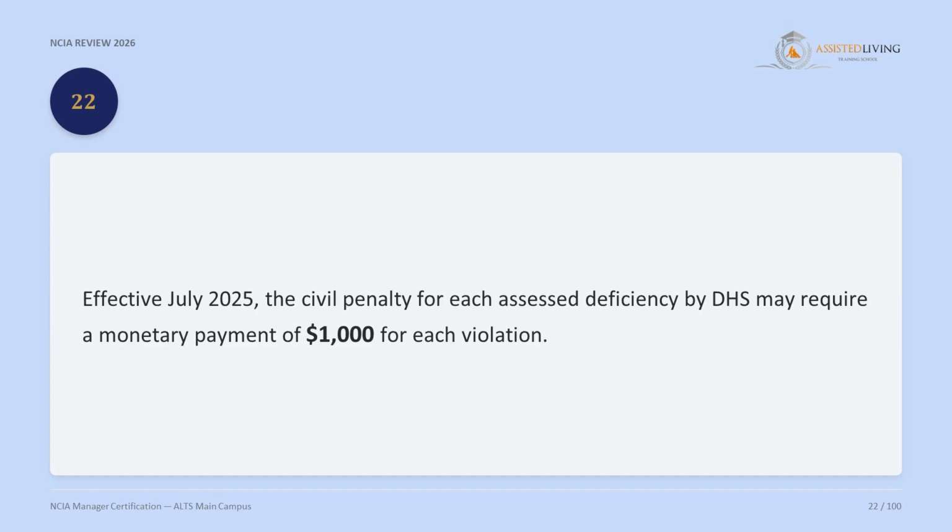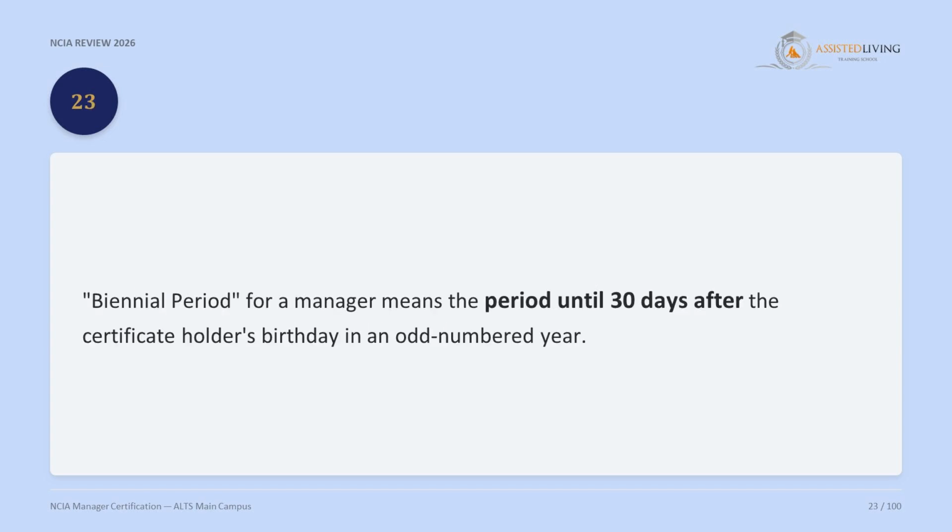Starting July 2025, each deficiency assessed by DHS could incur a $1,000 penalty, emphasizing the importance of compliance. The biennial period extends until 30 days after the manager's birthday in odd-numbered years, marking a key timeline for compliance.